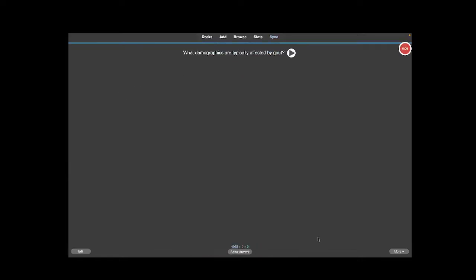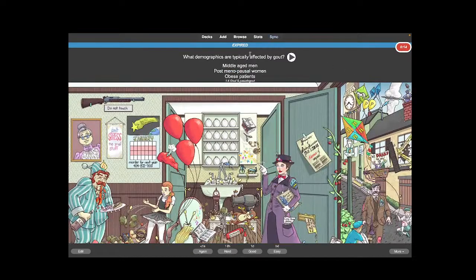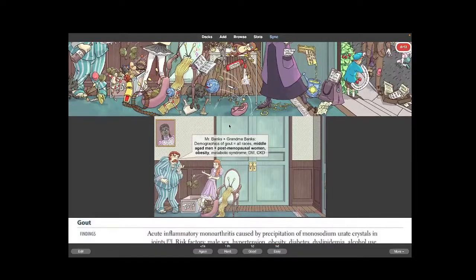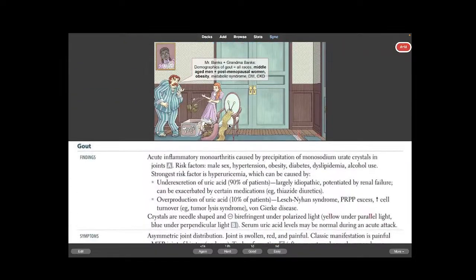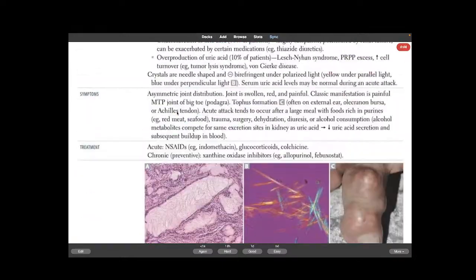What demographics are typically affected by gout? Well, no one really gives. What demographics are typically affected by gout? What are we looking at? We got some middle-aged people. Well, there's no women. Okay. Obesity. You can mention obesity.